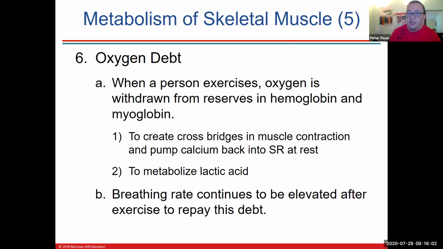After you stop exercising, you have to break down that lactic acid. So that lactic acid is converted back to pyruvate, and then it goes through oxidative phosphorylation and the citric acid cycle that you guys learned. And that's why the breathing rate continues to be elevated after exercise. You're sucking in more oxygen to your lungs than you normally do when resting, because you need to pay back the oxygen debt. You need to eventually burn off that lactic acid.